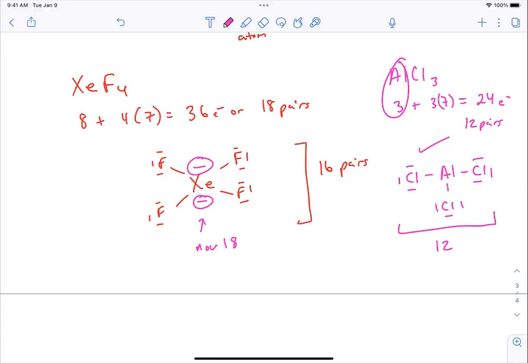No, it has 8. Well, technically it owns 12, correct? Because it's sharing 4 pairs and it has its own 2 lone pairs. Yes. It is capable of doing that.